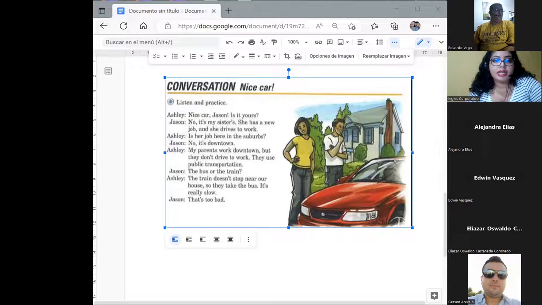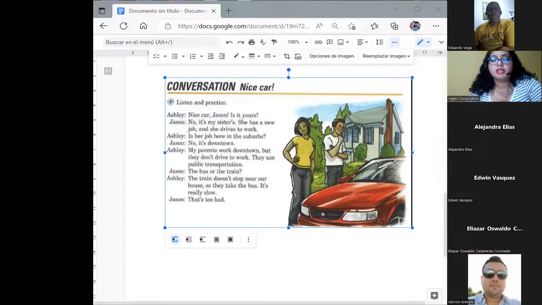Ella no está trabajando ahí cerca del lugar donde ellos residen, sino que ella está en el centro de la ciudad. So, in this case, we can say that is kind of far from its home. So, she needs to drive to get to work. Así que ella se desplaza de la cercanía o de los suburbios hacia el centro de la ciudad, por eso tiene que manejar. My parents work downtown, but they don't drive to work.